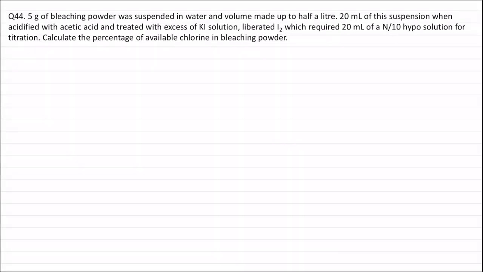The equivalent of available chlorine in bleaching powder is equal to equivalent of iodine, which is liberated, which is equal to equivalents of hypo solution. Therefore, equivalent of chlorine is equal to equivalent of hypo solution, and equivalent of hypo solution will be equal to normality of hypo solution, that is 1/10, into volume of hypo solution in liters, that is 20 divided by 1000 liters, and this is equal to 0.002 equivalents. Now this is the equivalent of chlorine present in 20 milliliter of the suspension.